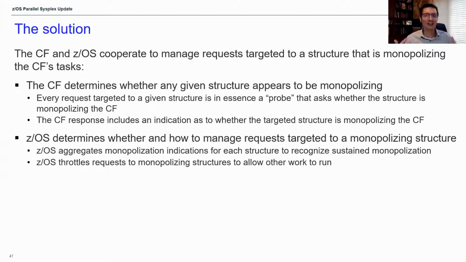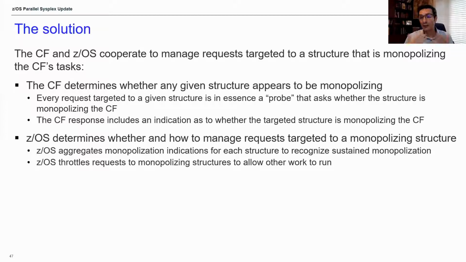So the coupling facility is going to go out there, and when it detects that a particular structure is monopolizing almost all the tasks and preventing other structure work from running in a timely fashion, it will send back a response to z/OS that the structure this request is for is monopolizing the tasks on the CF. z/OS is then going to take some action.